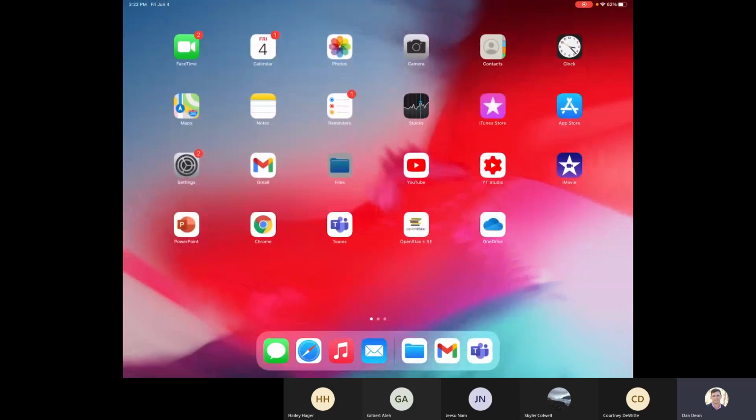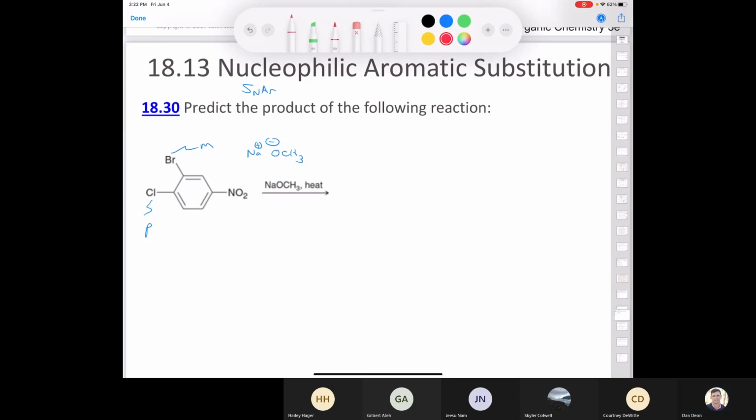We left off at question 18.30, which asks us to predict the product of this reaction. We have a benzene ring. We've got a nitro group on it, which is a strong electron withdrawing group. And then we also have two halogens, one at the meta position and one at the para position to the electron withdrawing group. And we have a methoxy, which is a strong base, but it's also a strong nucleophile. So we are set up for an SNAR reaction.